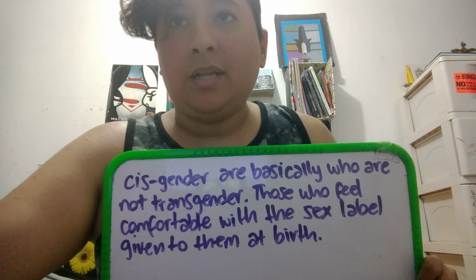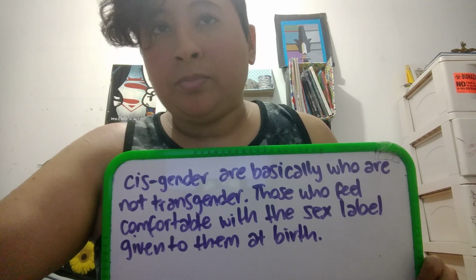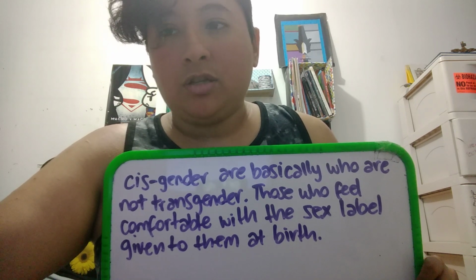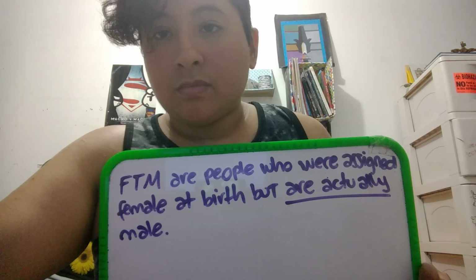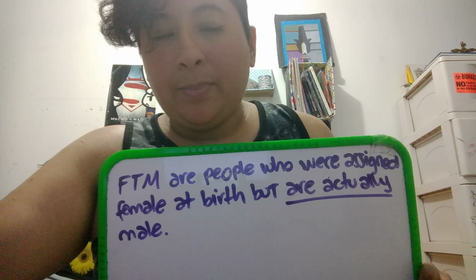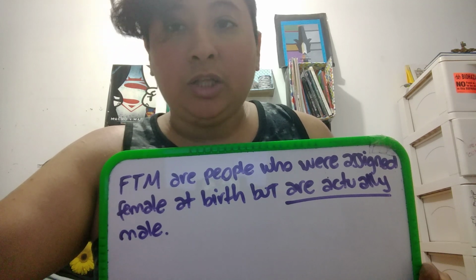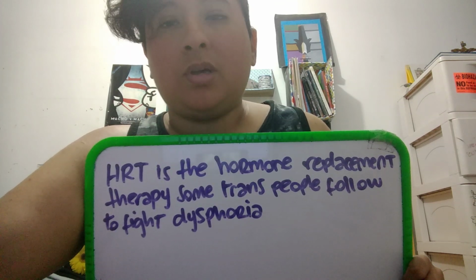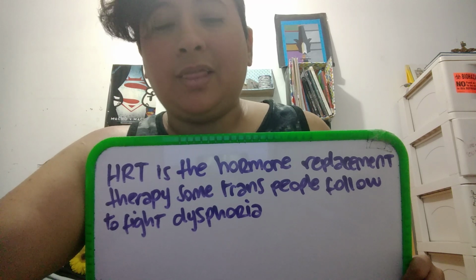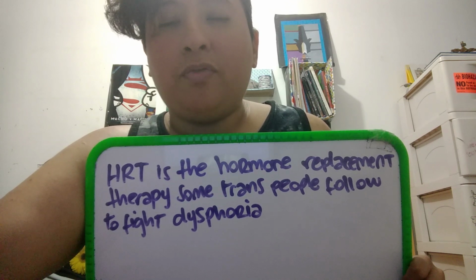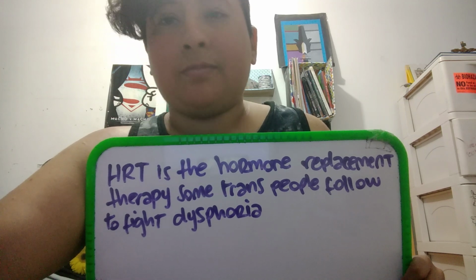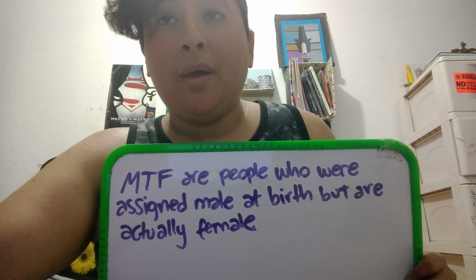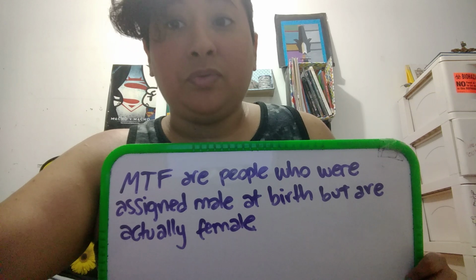Cisgender are basically people who are not transgender, those who feel comfortable with the sex label that was given to them at birth. FTM are people who were assigned female at birth but are actually male. HRT is the hormone replacement therapy that some transgender people follow to fight or alleviate dysphoria. MTF are people who were assigned male at birth but are actually female.